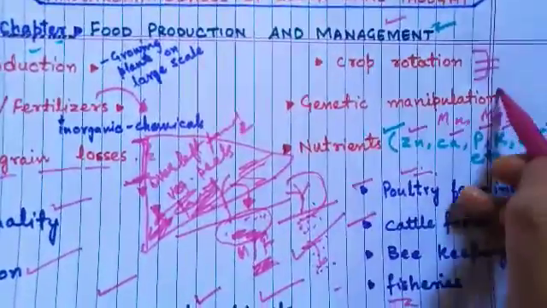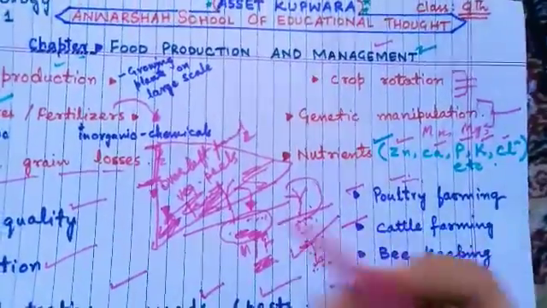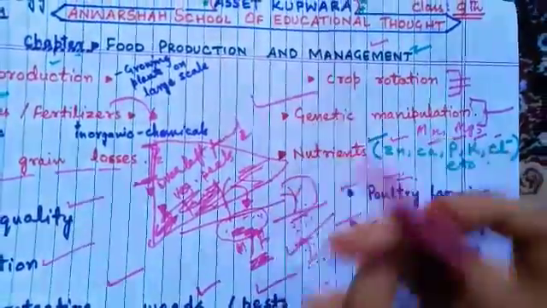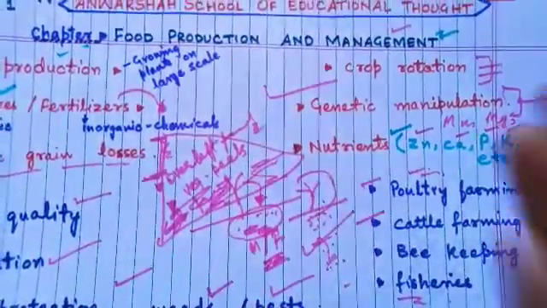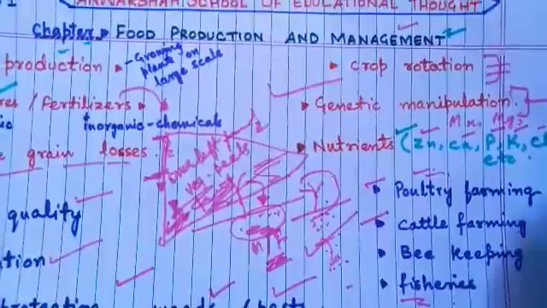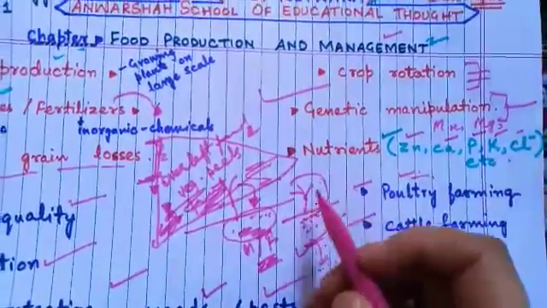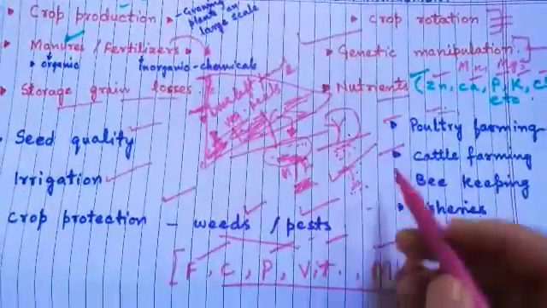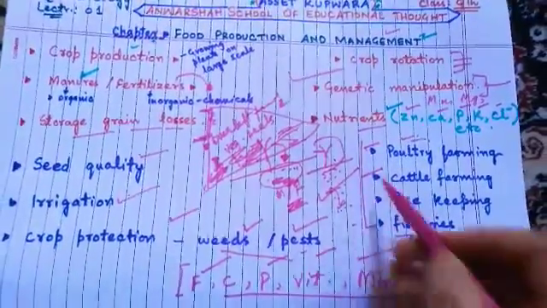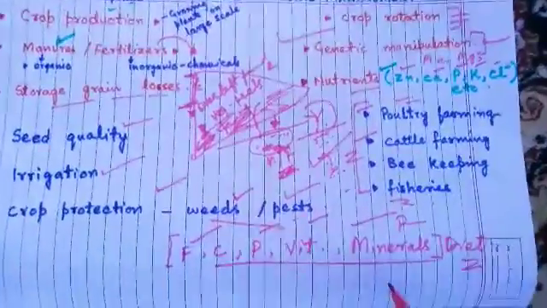Genetic manipulation is a vast topic. I will discuss it, where we take desired genes of our choice from one plant and introduce them into another plant of our choice. And nutrients I discussed. Then there are animal products, animal food products. We will discuss them also.